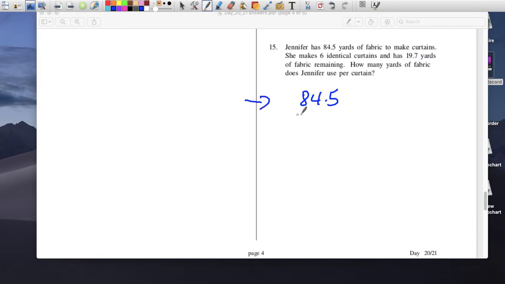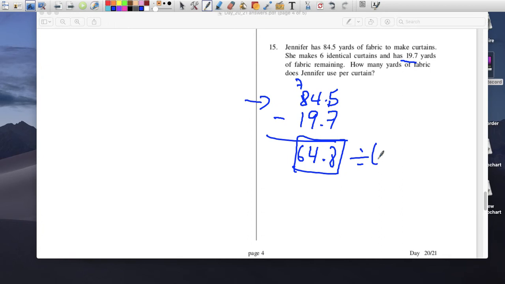So she had this much. If she has 19.7 left, we can figure out how much she used. If I subtract this, that's the leftover fabric. 50 minus 7 is 8. 13 minus 9 is 4. And we borrow from here too. So 7 minus 1 is 6. So she used this much in her 6 curtains. We want to find out how much she used per curtain. So she used 64.8 in total, divided by 6 equals 10.8 yards of fabric per curtain. Now I know I'm done. Okay, and that's it for the weekend.